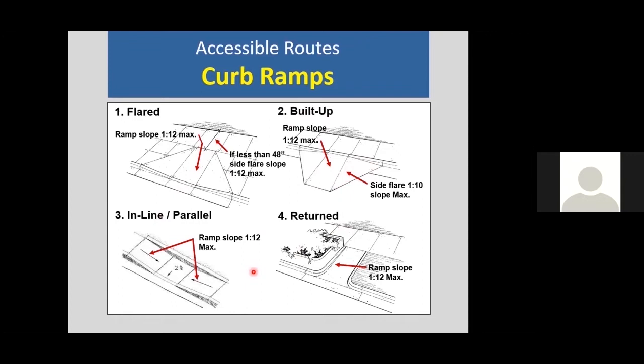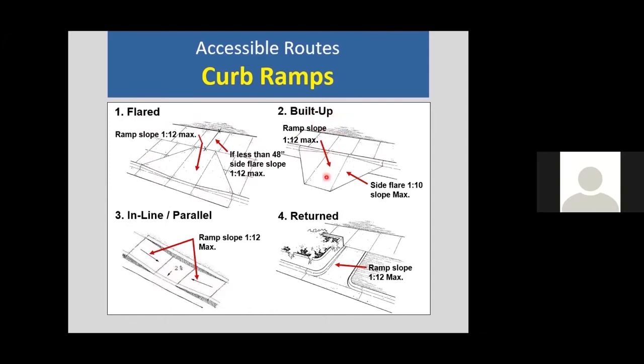Probably one of the most successful ramp designs that we see, though, is the inline or parallel ramp, because a person can travel along maybe the access aisle of parking, or they've come through a well-marked crosswalk, and they have a level landing here by which they can turn left or right, and then they're dealing with this running slope here.